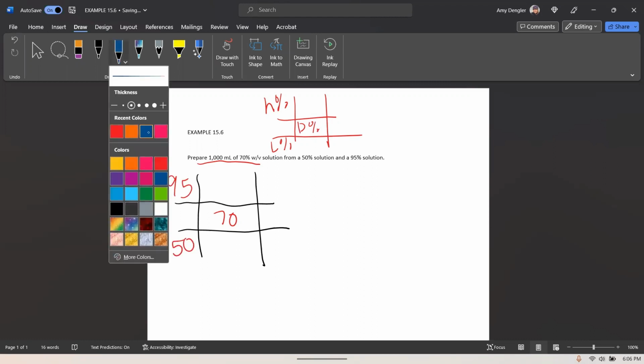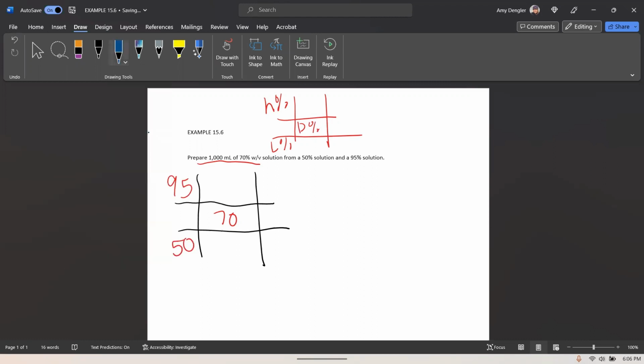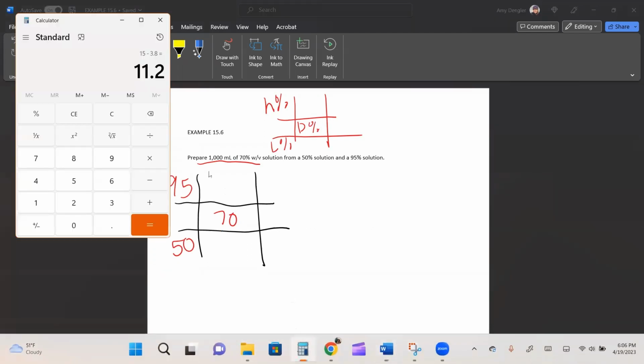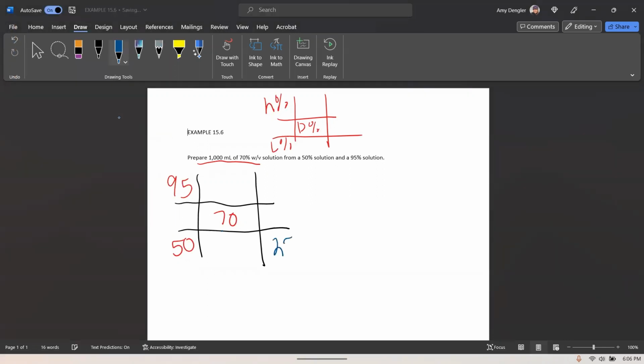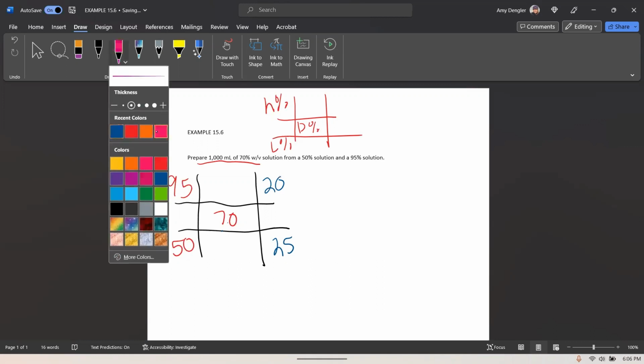So now what we're going to do is 95 minus 70. You should be able to do that in your head, but in case you don't, 95 minus 70 is 25. So I'm going to place that right here. And then I'm going to do 70 minus 50, which is 20. So now I have my tic-tac-toe board all filled in.